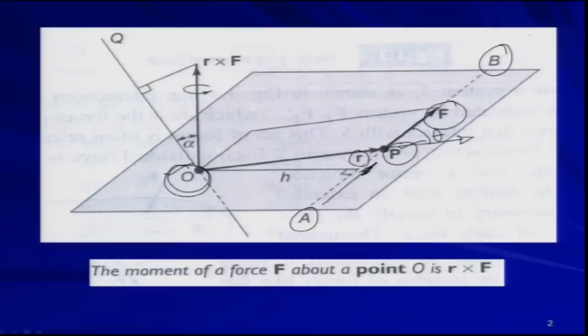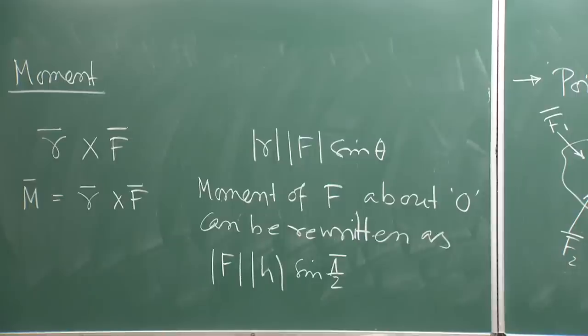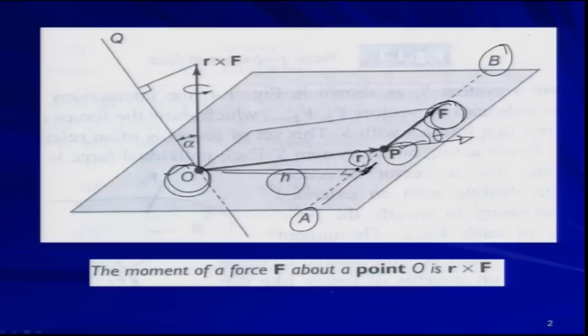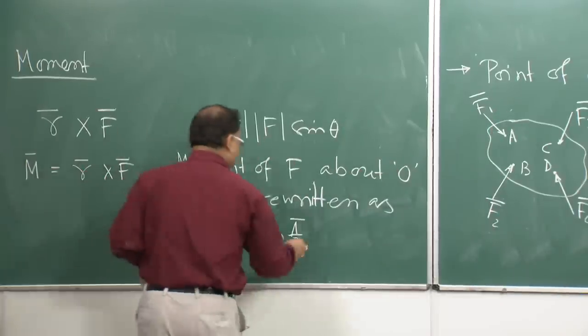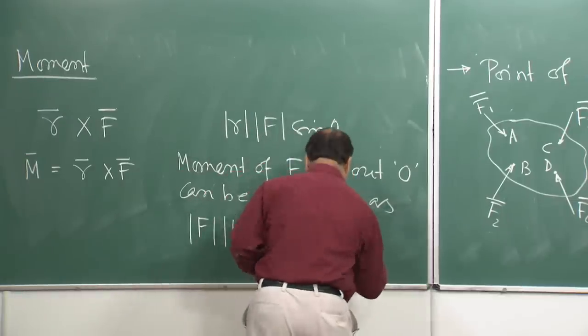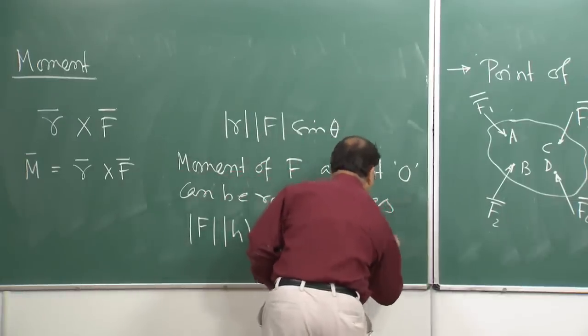If you look at this figure, H is here. I am sliding this force to this point. Now this is my point of application, and this line will become the displacement vector. That is nothing but the perpendicular distance from O to the line of action AB. So this H is coming here, and the angle between H and the force vector F is nothing but 90 degrees, that is pi by 2. So from this expression, we can simply write the moment is equal to F times H.